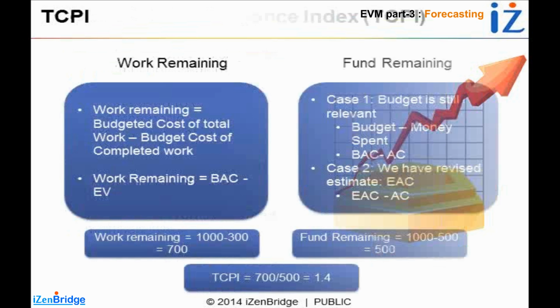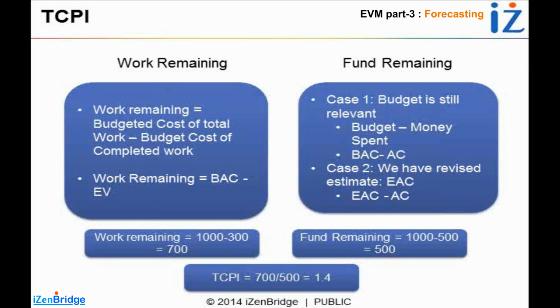So if I calculate the To Complete Performance Index, it is 700 by 500. So I am expected to achieve 1.4, like $1.40 out of each dollar I'm going to spend in the remaining duration when I'm working on $700 work. If I have a revised estimate, if I think that I can't finish it in $500, then I need to use fund remaining as EAC minus actual cost, the money which I have already spent.